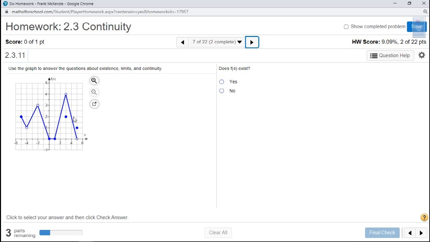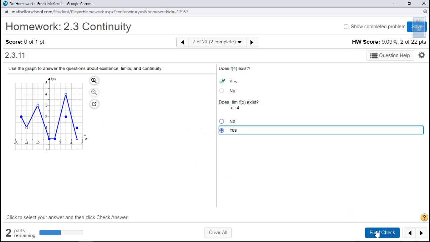When x equals 4, do we have a point there? Well, there's a line there, and remember the line's made up of points. These are just over-exaggerated points, so you make a point to bring your attention to them. But at 4, there is a point there, so yes, it does exist. Does the limit as x approaches 4 of f of x exist? Well, are we approaching the exact same value from the left and from the right as we get closer and closer to 4? Yes, we are.